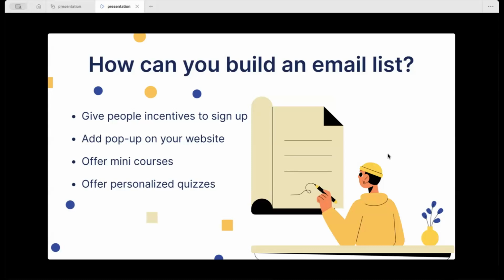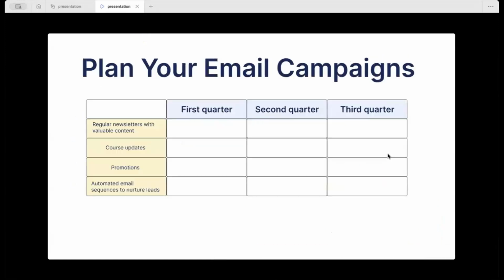What you can do: give people incentives to sign up, add a pop-up to your website. You can offer even mini courses or personalized quizzes so that they can provide their email addresses in exchange for the information that you provide them. We actually have here a good template for planning your email marketing campaigns. I guess you can, again, do a quick screenshot here and use this template to plan your upcoming campaigns. If the screenshot is ready, I'm moving forward.